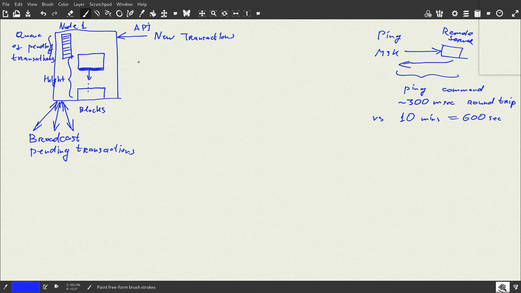So what would the node do? It would take transactions from this queue and build a candidate block, a new block, which contains, depending on the direction in which this queue is growing, suppose that it is growing in this direction, in that case, it takes some number of the oldest transactions in the queue and puts them into the block. So, okay, this is a candidate block.